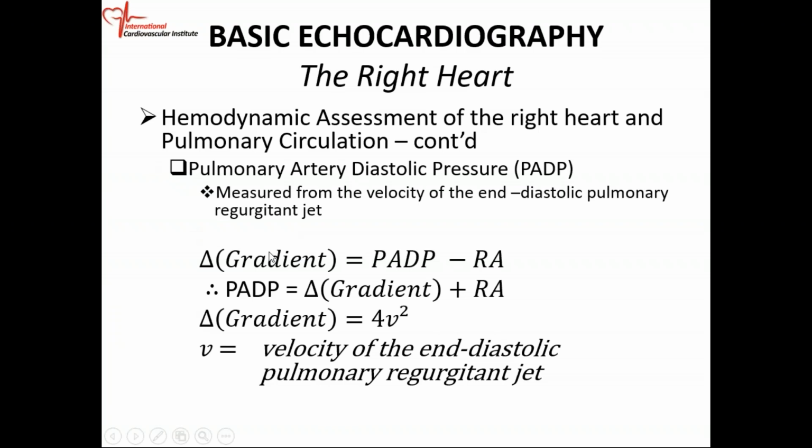So the gradient is equal to the pulmonary artery diastolic pressure minus right atrial pressure. The right atrial pressure is the same thing as your RVOT diastolic pressure, and that's why we have it there. So rearranging the equation, your pulmonary artery diastolic pressure is equal to the gradient plus the right atrial pressure. And we just went over how to assess right atrial pressure.